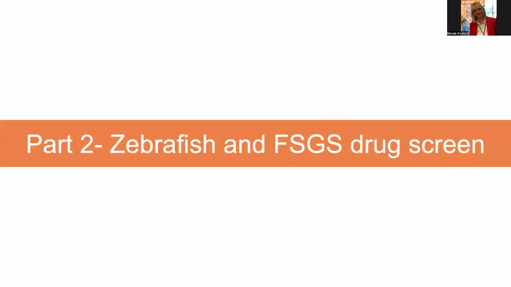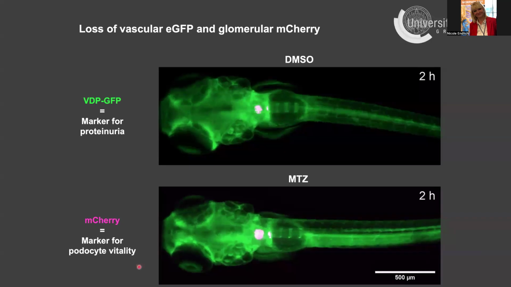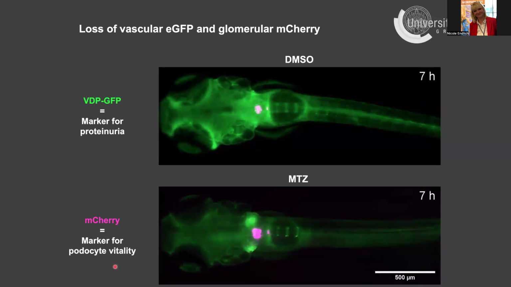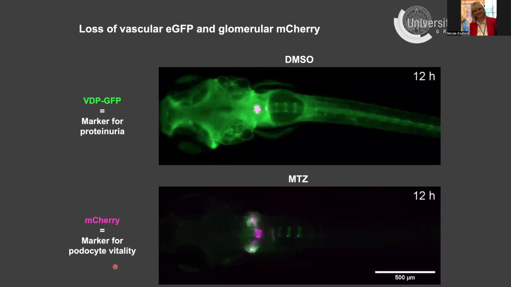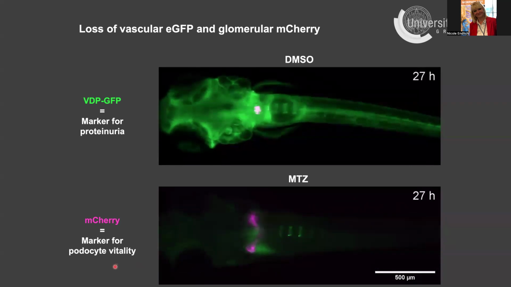So at the end, I would like to show you some data about a zebrafish model we have established at University Medicine in Greifswald. And we use the zebrafish as a model for drug screening for FSGS. As you know, mostly FSGS has no healing drugs available. And if you are using mice or rats, it's really a very long story until you get the first results from a drug, whether it's working or not, and drug screening is not possible.